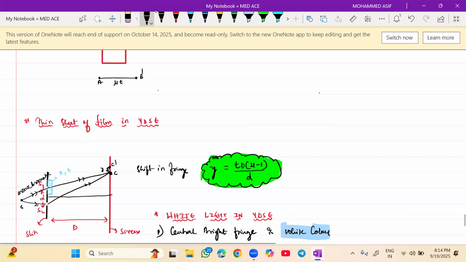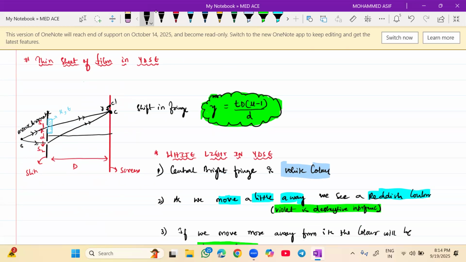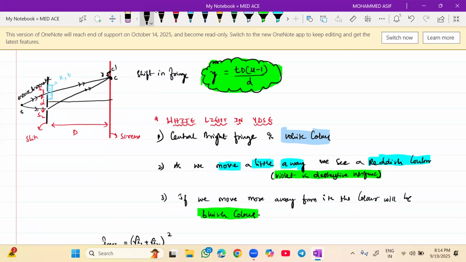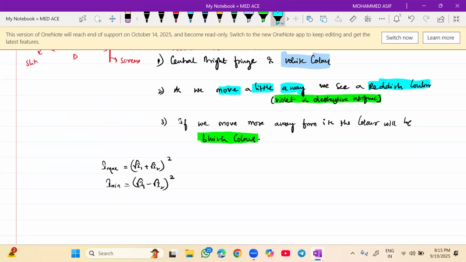If a thin sheet of mica is kept in front of YDSE, the shift in the fringe width is given by the formula t into capital D into (mu minus 1) divided by small d. When white light is used, the central point will be white color, followed by reddish, then followed by bluish. Imax will be equal to (root of I1 plus root of I2) whole square, and I minima will be equal to (root of I1 minus root of I2) whole square. Am I clear?